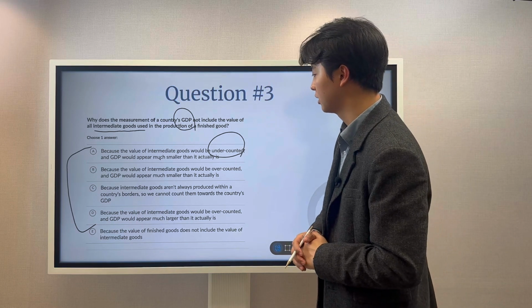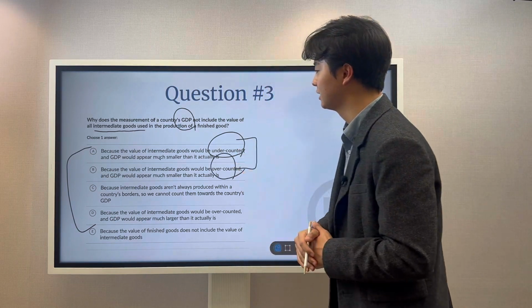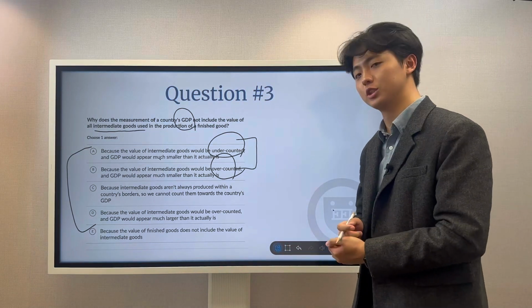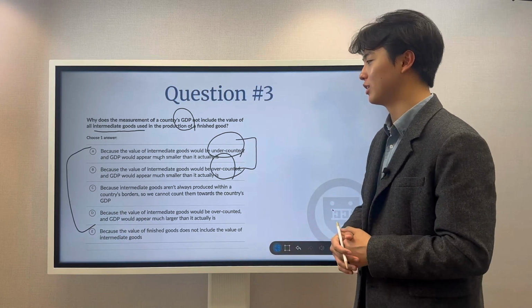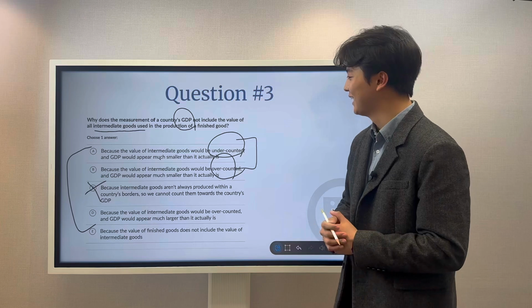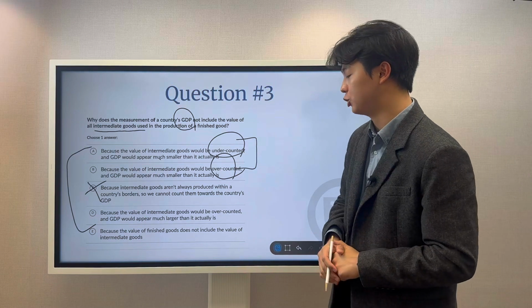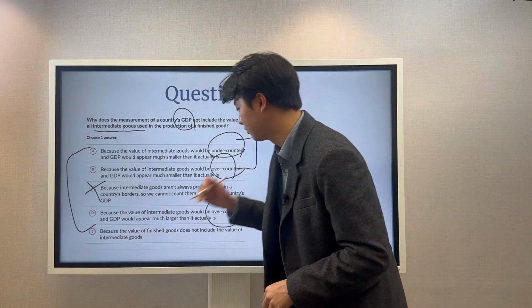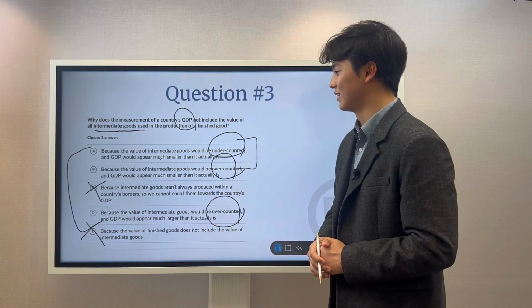B, because the value of intermediate goods would be overcounted and GDP would appear much larger than it actually is. So these are two opposing ideas. C, because intermediate goods aren't always produced within a country's borders, so we cannot count them towards the country's GDP. Not true. If the factories are within your country, this would be within the country's borders. If they're outside, they wouldn't even count at the end of the day. D, because the value of intermediate goods would be overcounted and GDP would appear much larger than it actually is, overcounted. Because the value of finished goods does not include the value of intermediate goods, you won't even have to think about that.